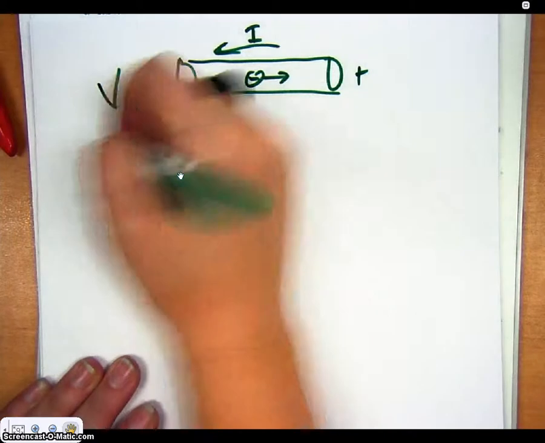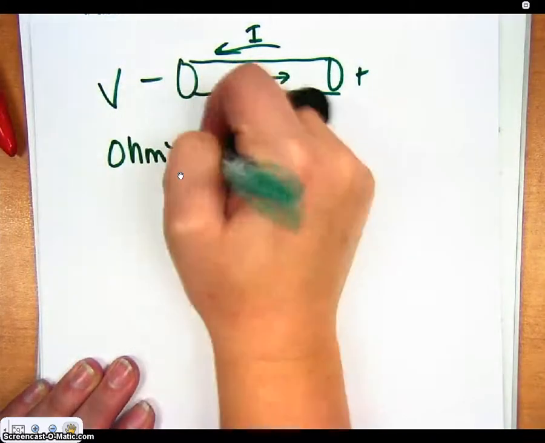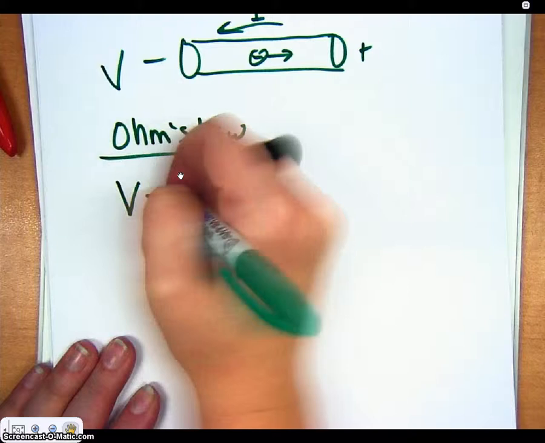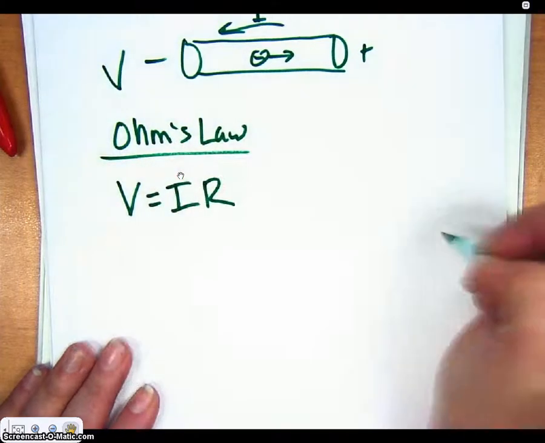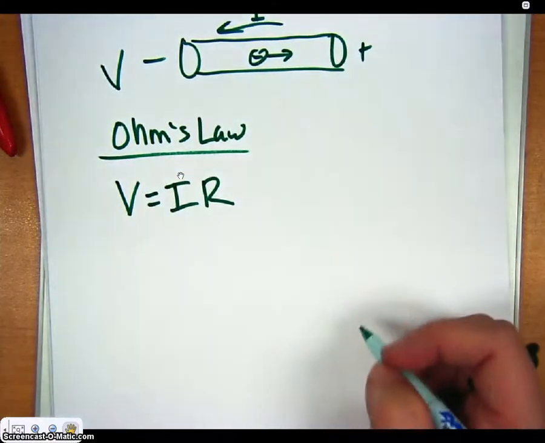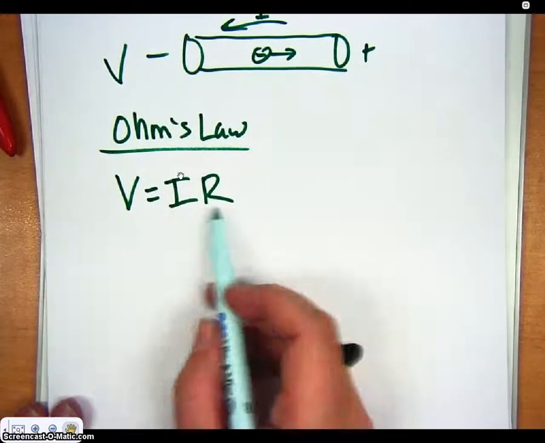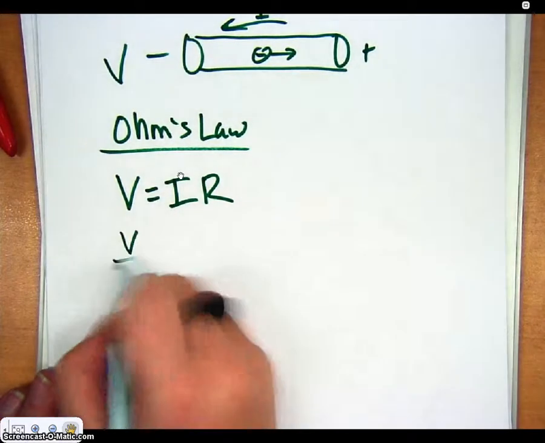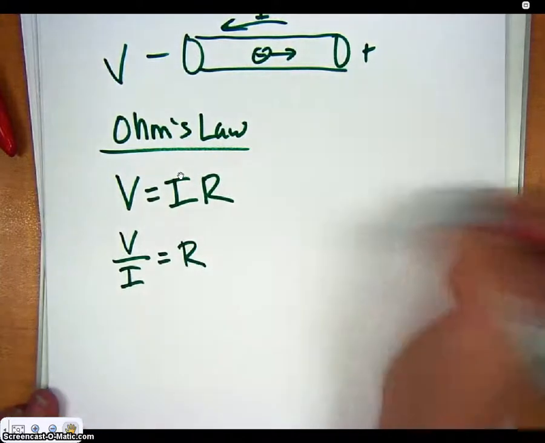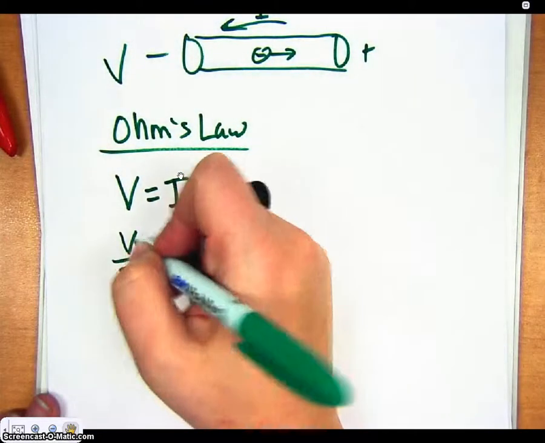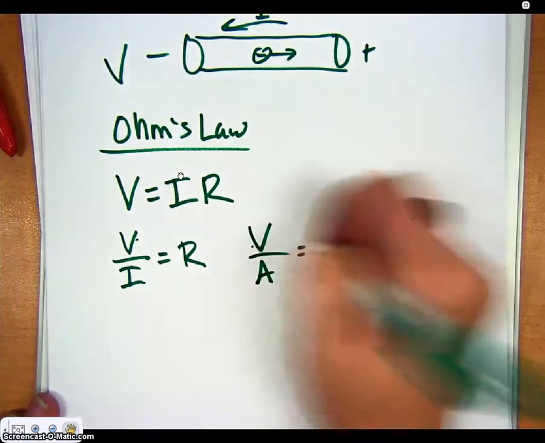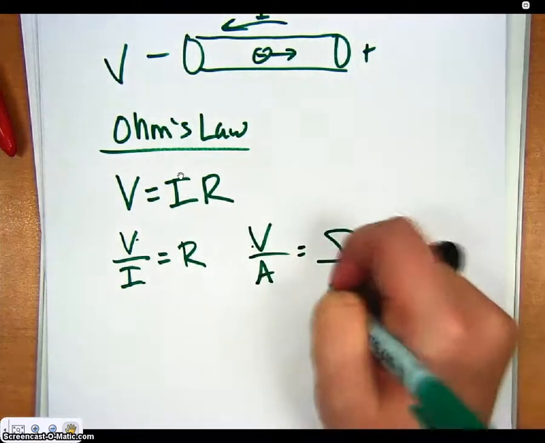This is called Ohm's law. The equation for Ohm's law is V equals IR. So volts equals current times resistance. And this is what defines our unit of resistance. If we solve for resistance, V over I equals R. So we've got volts over amperes, and we call this an ohm.